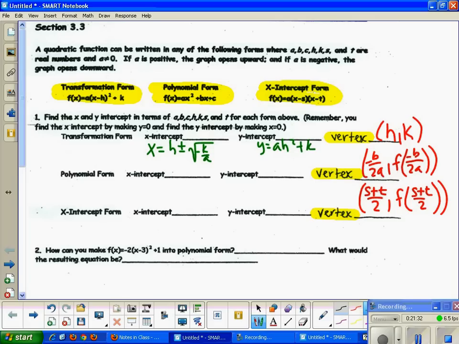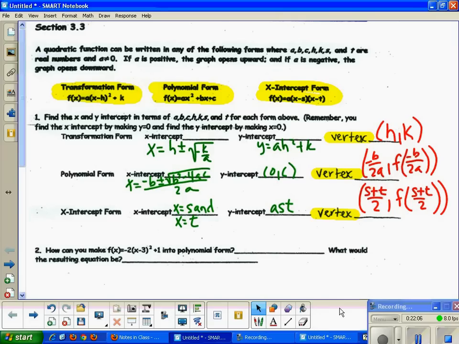For polynomial form, the x-intercept would be the quadratic formula, negative b plus or minus the square root of b squared minus 4ac, all over 2a. The y-intercept is (0, c). For x-intercept form, the x-intercepts are x equals s and x equals t. And then the y-intercept here would be a times s times t. And again, like I said, I don't memorize those. I just memorize the vertex and actually the form.